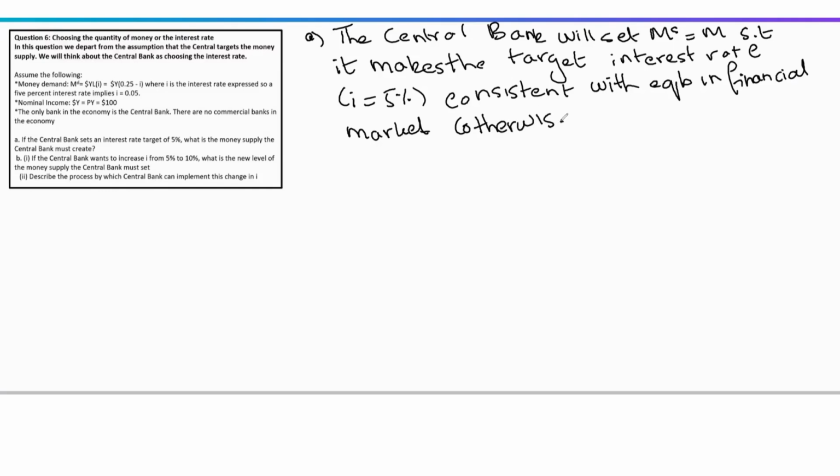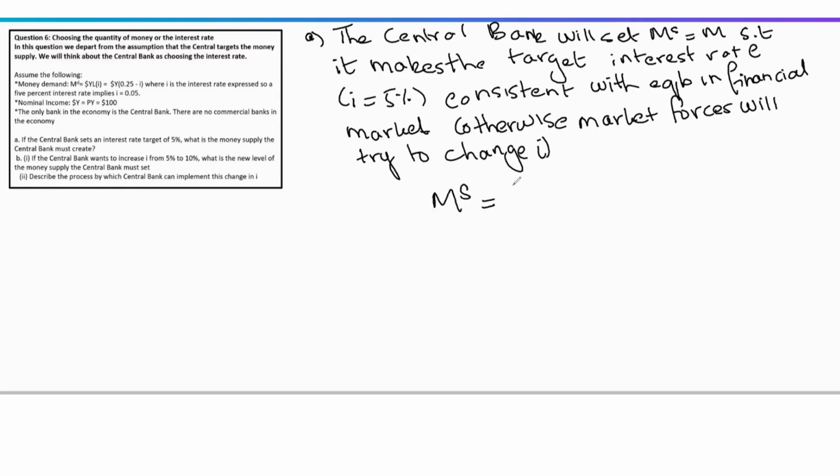Because obviously, if the target interest rate is not the equilibrium interest rate in the financial market, then there'll be pressure on it to change. We know if there's an excess money demand at that interest rate, there'll be pressure on it to increase. If there's excess money supply, there'll be pressure on it to fall. So the central bank needs to choose the money supply such that this target interest rate is what the equilibrium interest rate in the financial market would be, so that there's no pressure on it to change. Otherwise, market forces will try to change that.